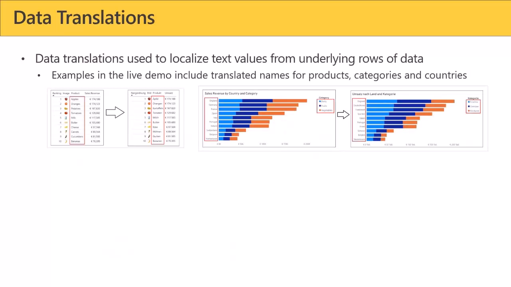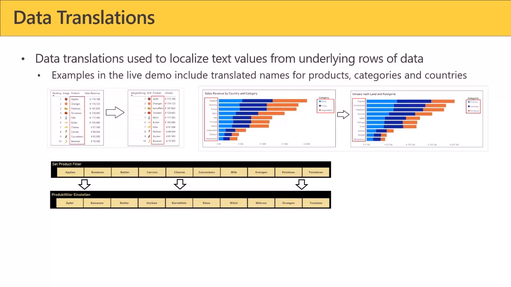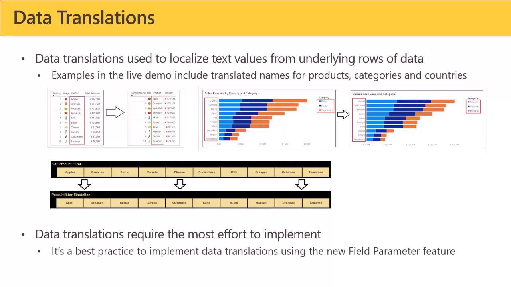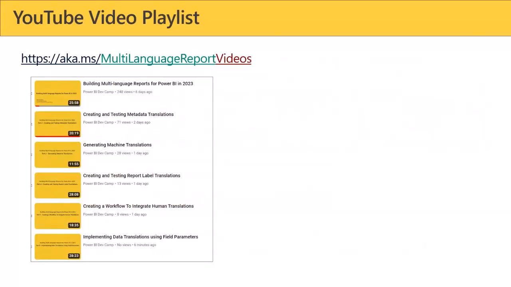Okay, and then finally, there are data translations. So obvious examples would be product names, category names, country names. And these are harder to implement, because it lives in the underlying data. If you want to have a slicer and slicer values, you're going to have to go through the process of figuring out how to implement data translations.